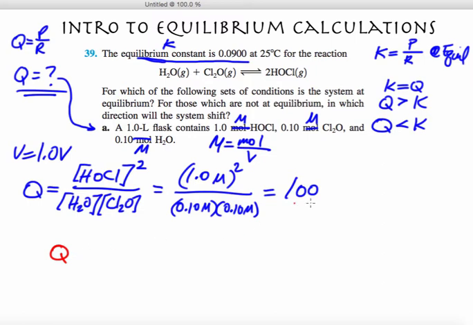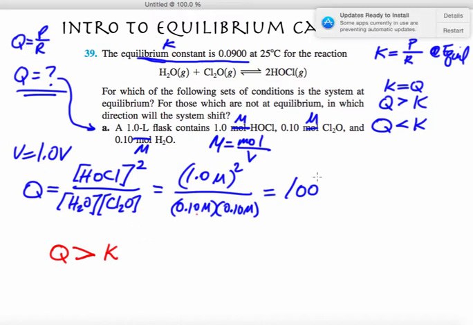Now, just like I said before, we need to compare Q to K. Q is 100 and K is 0.09. So clearly Q is greater than K. Now instead of memorizing all the stuff that I just told you, this being equilibrium, this shifting to the left and this one shifting to the right, just figure it out like I did initially. Since Q is too big, I have too many products, so the reaction is going to shift to the right.